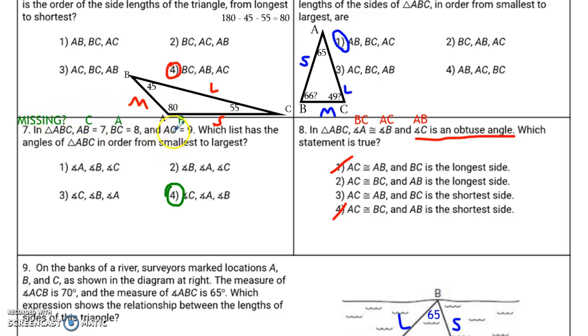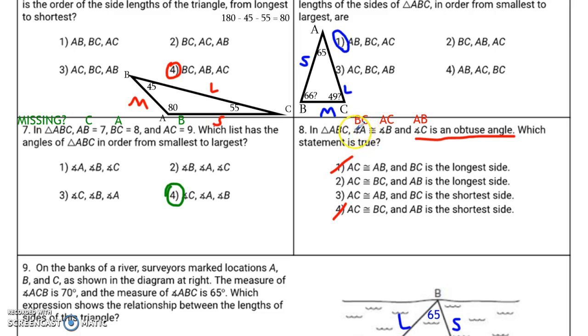And AC is across from angle B. So using that, I was able to tell that angle C was the smallest angle. Angle A was going to be the middle angle, and angle B is the largest angle. There we go. In question number 8, we did the same thing.